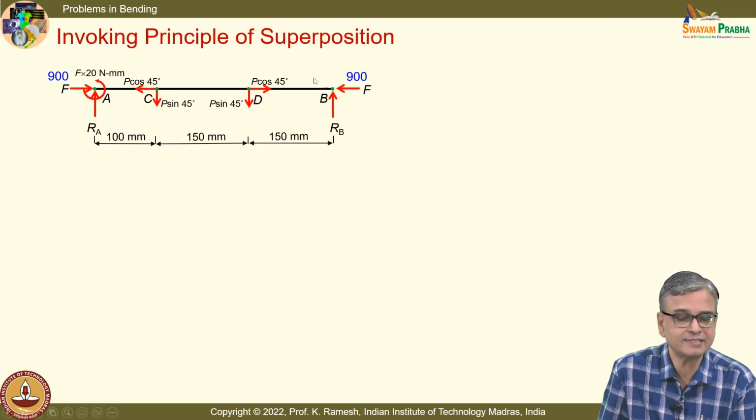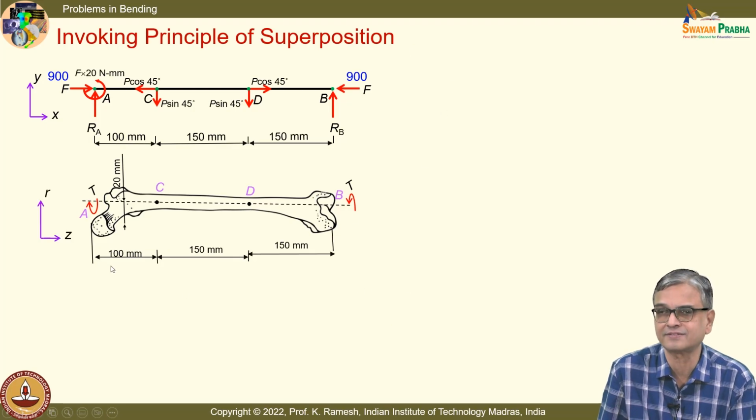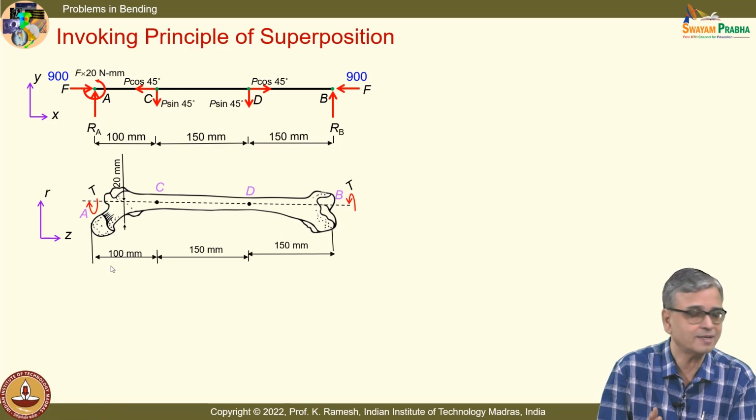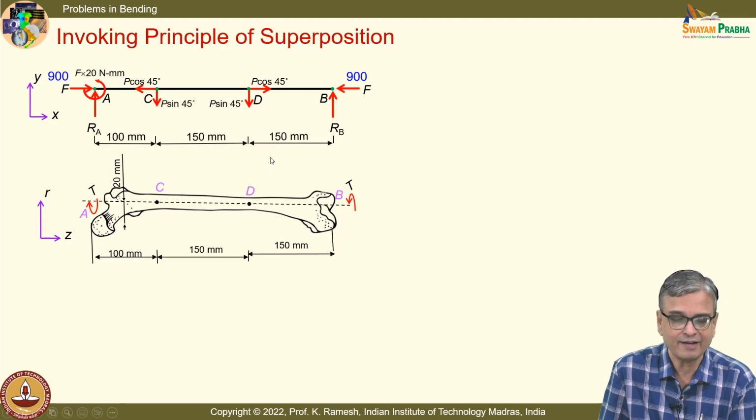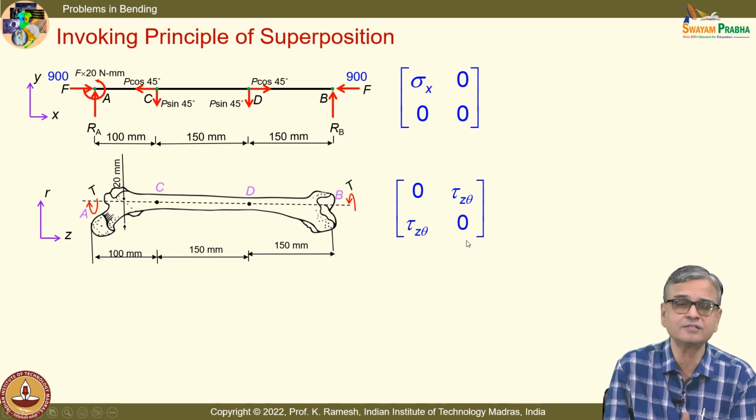I have analyzed this beam with one reference axis xy, and I have got the stress tensor. We will see that we have analyzed torsion with another reference axis. Something is common, something is not common. I have got in this sigma x, 0, 0, 0, and in this 0, tau z theta, 0. One way of doing this is to apply stress transformation, reduce them to Cartesian coordinates, add them up and solve it. That is one way of solving the problem.